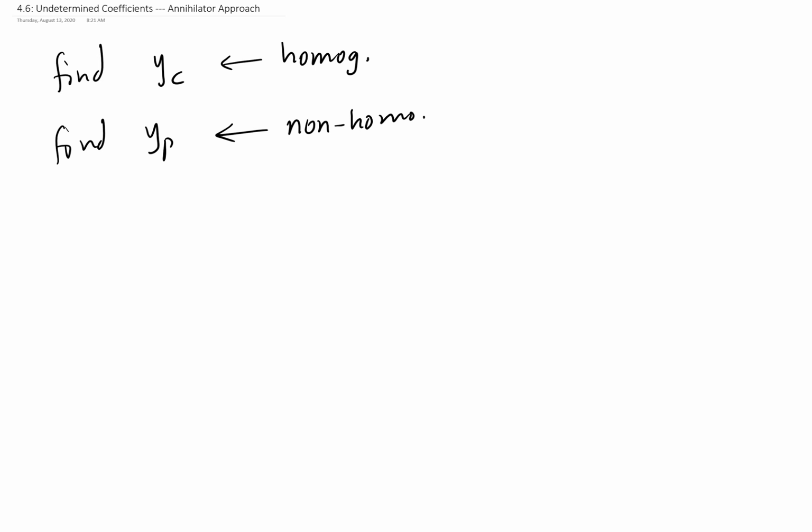This method works on equations with constant coefficients, as in the past. The easiest way to see how we use annihilators to solve differential equations is to start with an example. This example asks us to solve d squared y dx squared plus 4 dy dx plus 3y equals 4x squared.